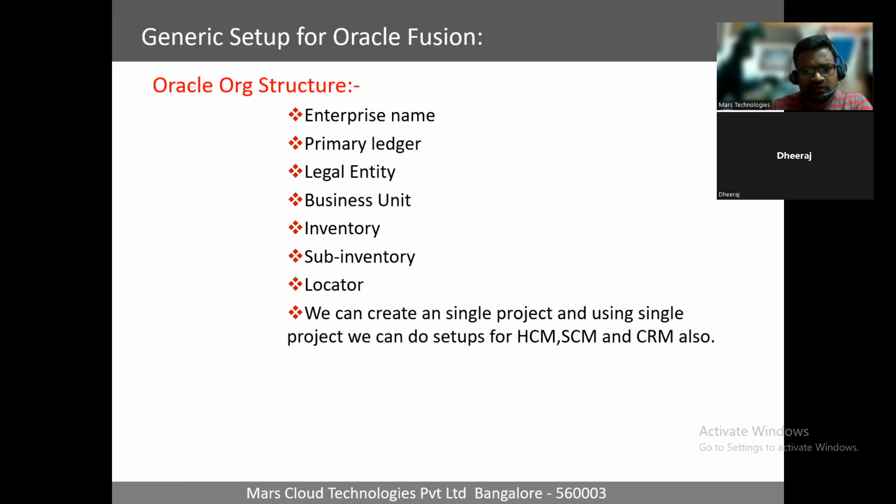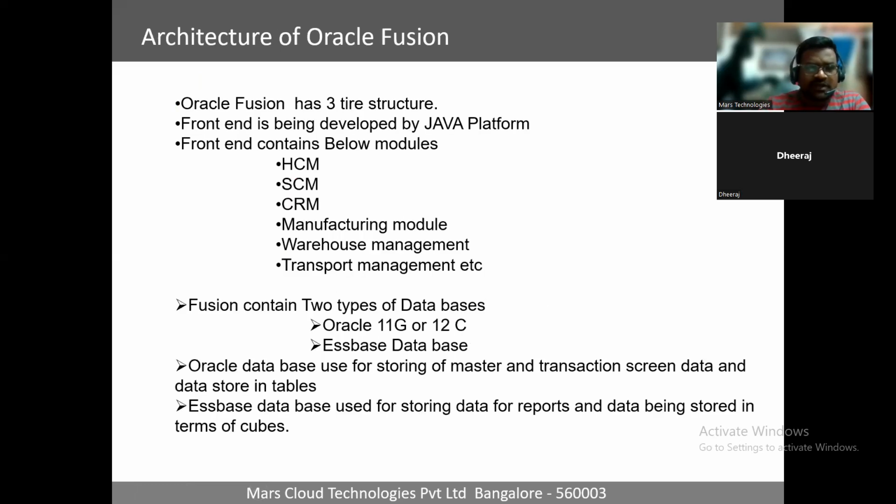Okay. And here we are going to talk about inventory, subinventory, and locators from the inventory point of view. And these are the modules we saw on the first slide. So this is the 3-tier architecture. The front end has been developed in Java. There is a middleware and there is a backend. The backend means the database, which is Oracle database as well as Sybase.